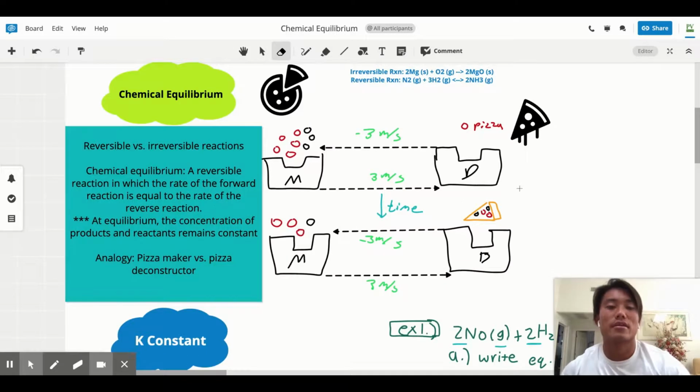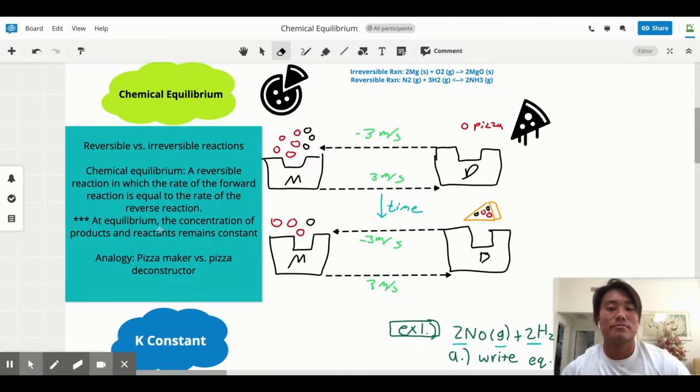And this entire system here is analogous to the definition of a chemical equilibrium, right? Let's go back and cross-reference everything. So a reversible reaction, right? Check. We have a reversible reaction in which you have a pizza maker that makes pizza, so going to the right, and pizza deconstructor that deconstructs pizza going to the left. So you can go either way. In which the rate of the forward reaction is equal to the rate of the reverse reaction. We have that too, right? The forward reaction is 3 meters per second. The reverse reaction is negative 3 meters per second.